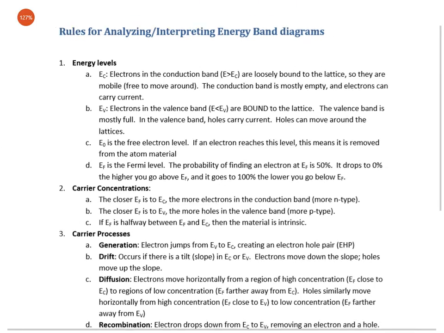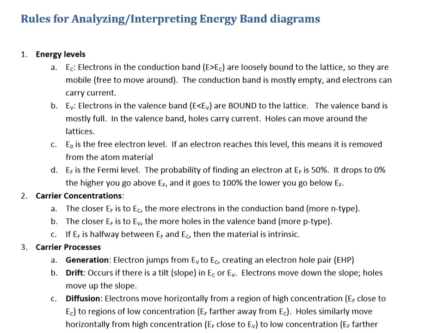So the first set of rules for analyzing or interpreting energy band diagrams. So first we have the EC, EV, E0, and EF. So at EC, the electrons in the conduction band are loosely bound to the lattice, so they are mobile, they're free to move around. The conduction band is mostly empty, and electrons carry current in the conduction band. Electrons in the valence band are bound to the lattice. So that's the key difference between the conduction band and the valence band.